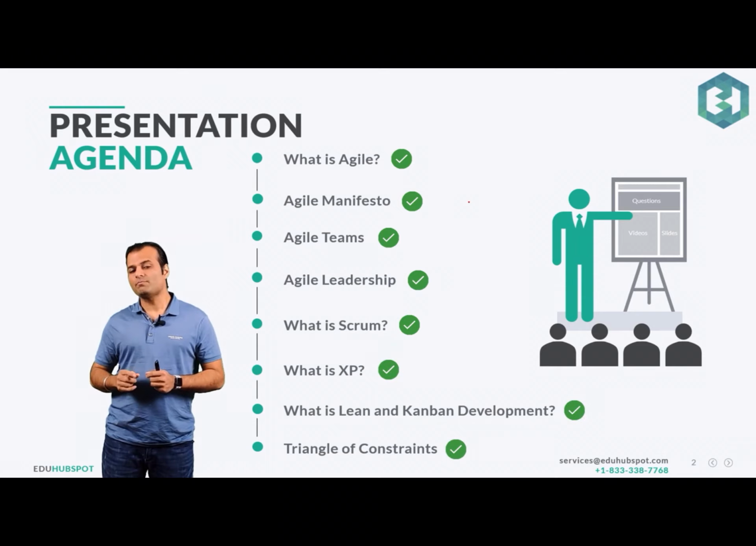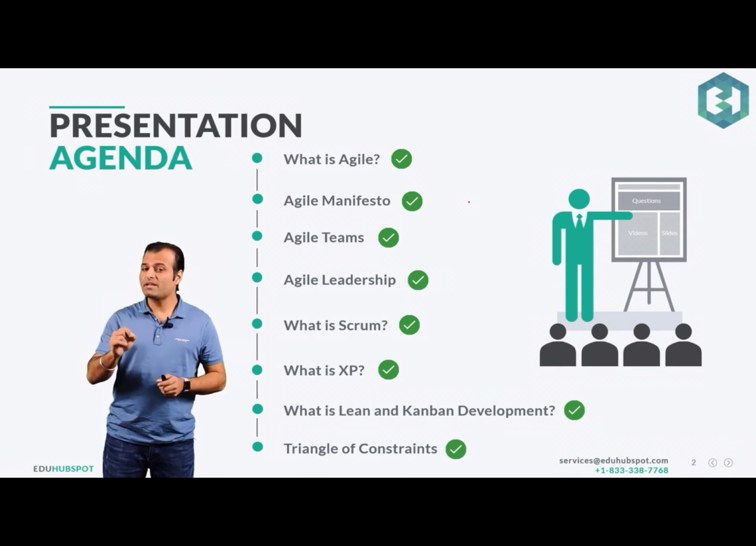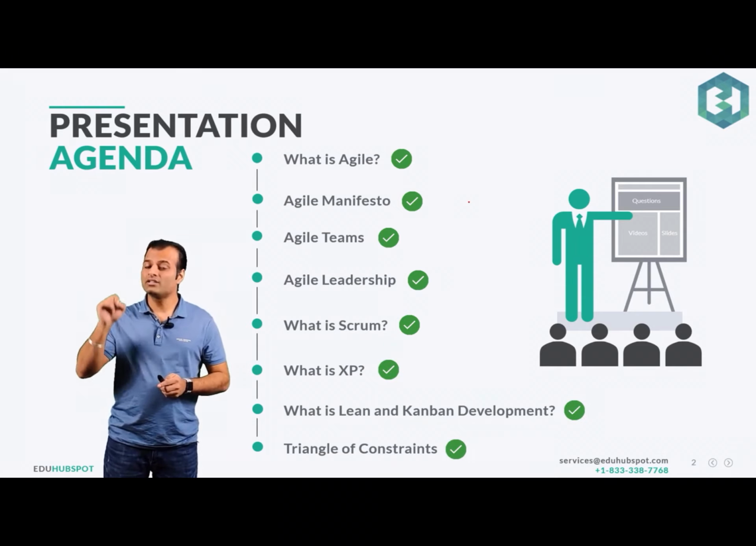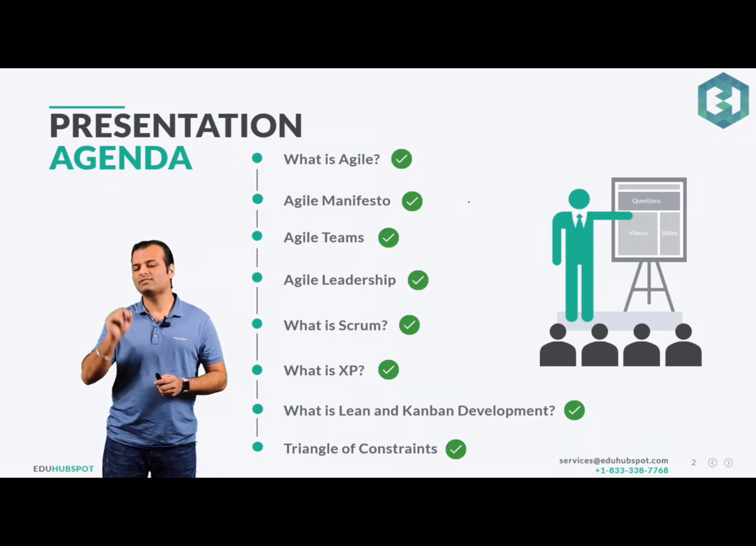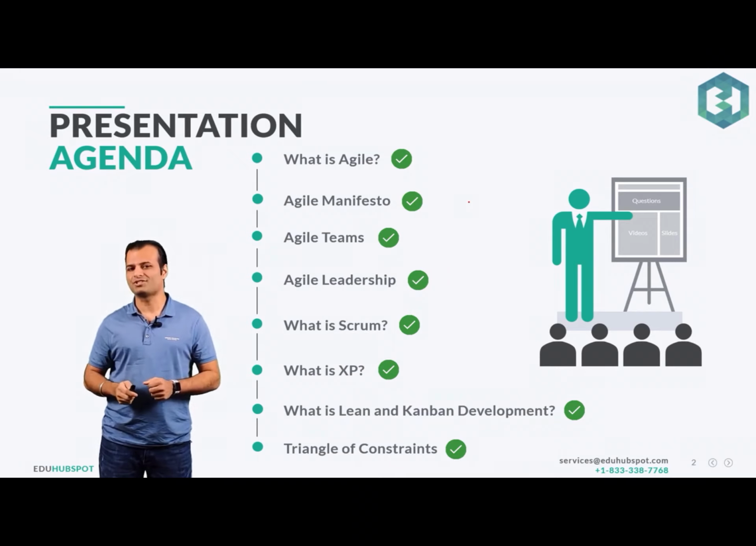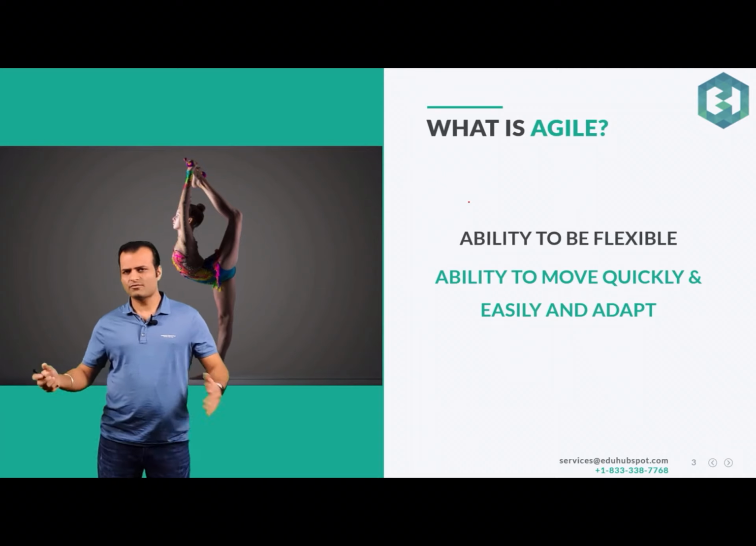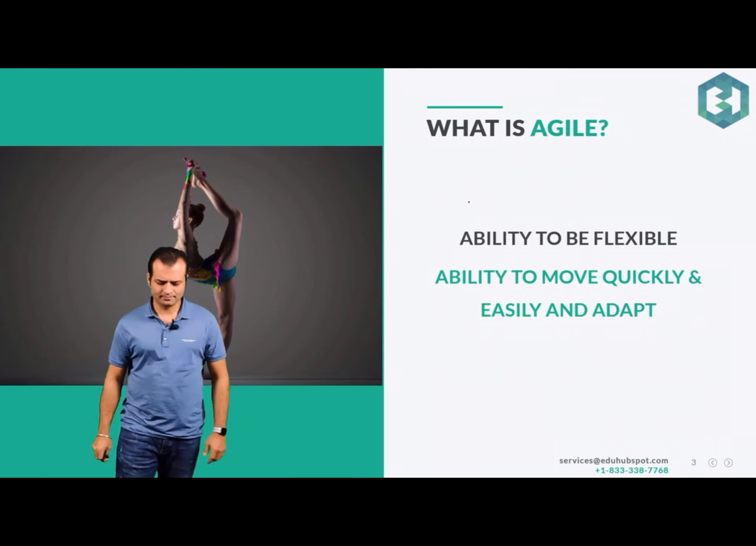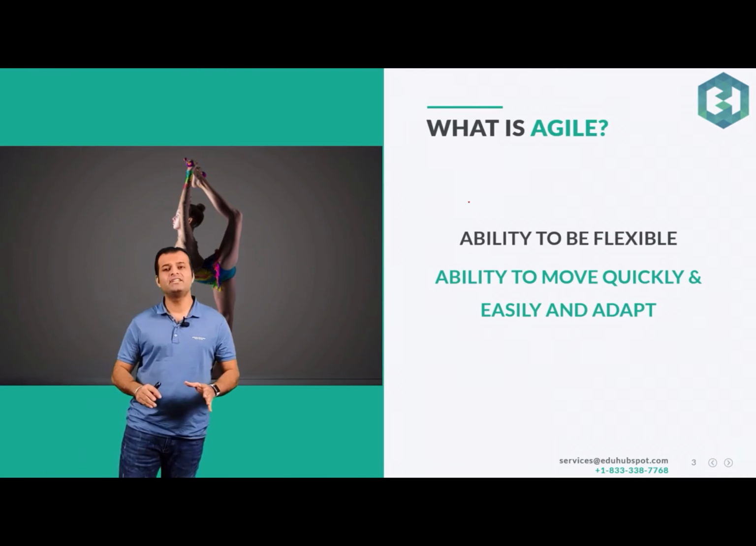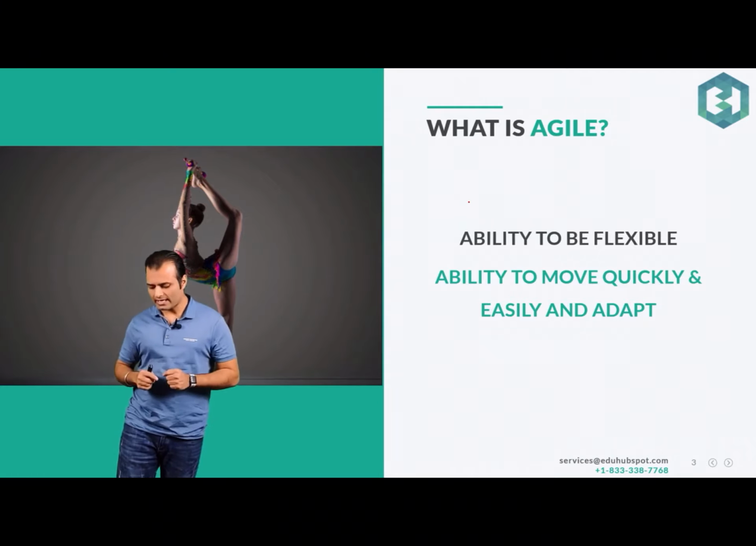After each of these topics, once again, please make sure that you are applying the concepts and solving the PMP exam questions. So let's see. First of all, what is Agile? Ability to be flexible, ability to move quickly, easily and adapt.